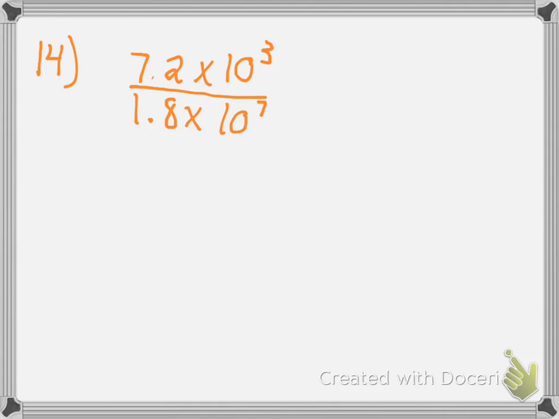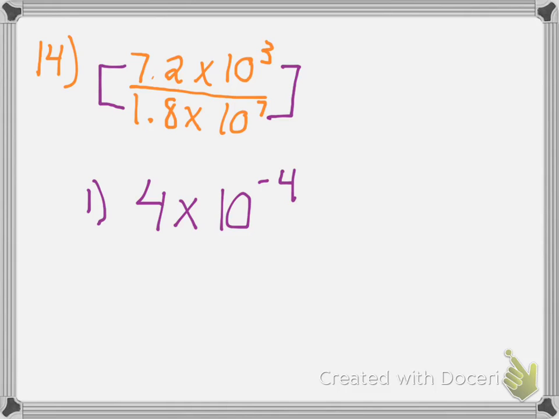With number 14, the first thing you're going to do is you're going to divide your decimals. So 7.2 divided by 1.8 is 4 times, then you're going to divide your powers of 10. When you divide something with powers, you subtract the exponents. So 3 minus 7 is going to be -4. So this is your first answer because 4 is between 1 and 10, so you don't have to move anything.